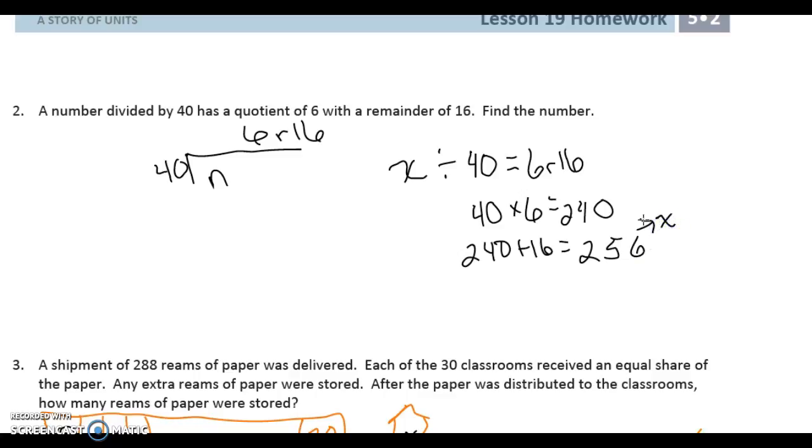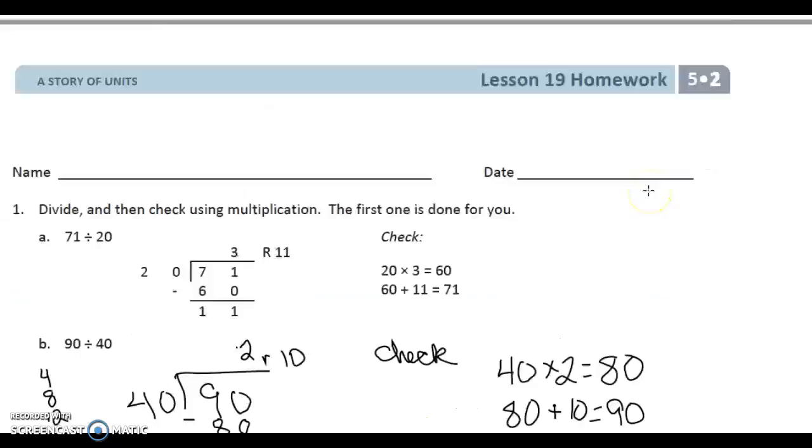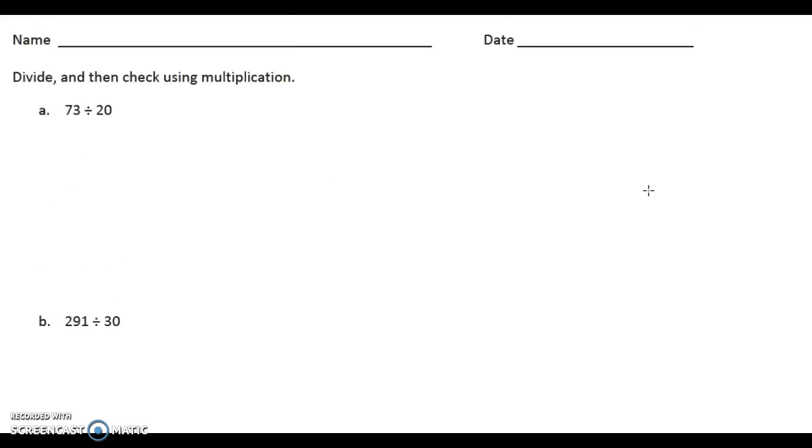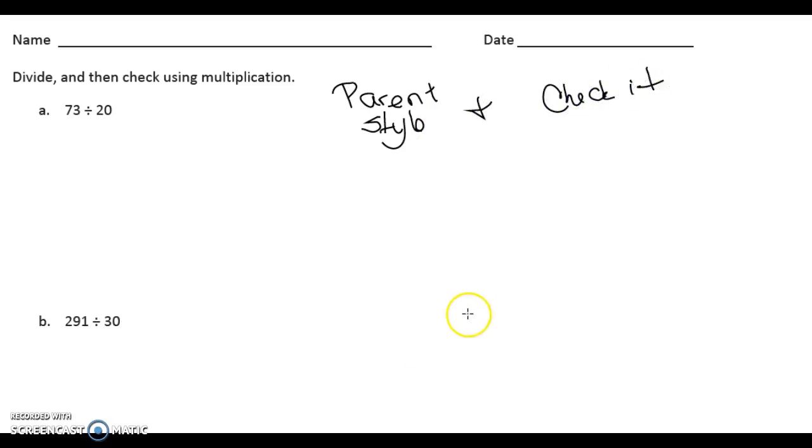All right. So for your homework tonight, I'm going to ask you to please pick one of these two division problems right here. Work it out, parent style, and check it. There you go. Thanks.